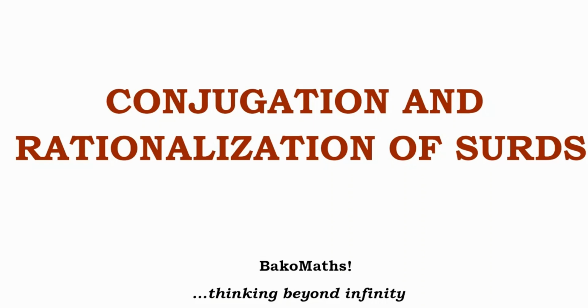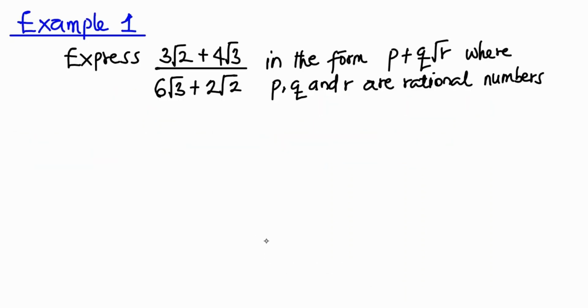Now, let's get started. In this video, we are going to solve two examples. Example 1 says that we should express (3 root 2 plus 4 root 3) divided by (6 root 3 plus 2 root 2) in the form p plus q root r, where p, q, and r are rational numbers. So we have our solution as follows. Our question was (3 root 2 plus 4 root 3) divided by (6 root 3 plus 2 root 2).